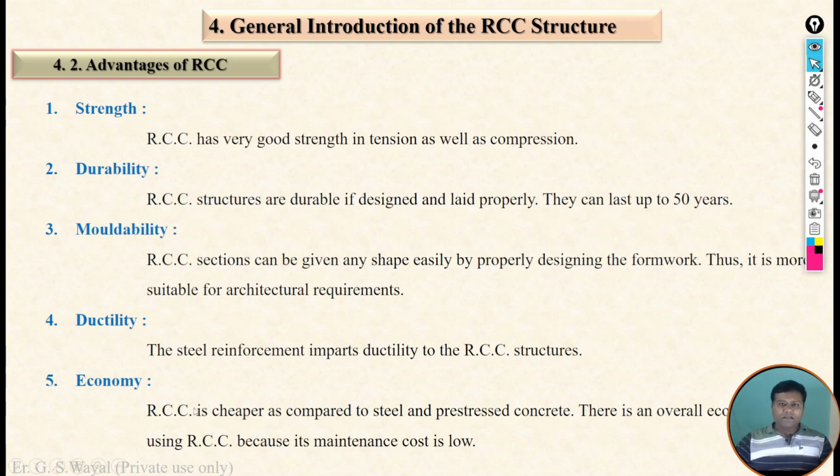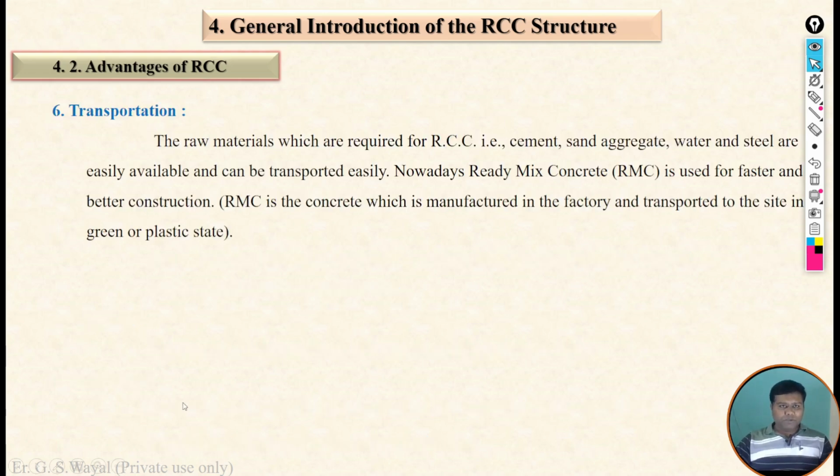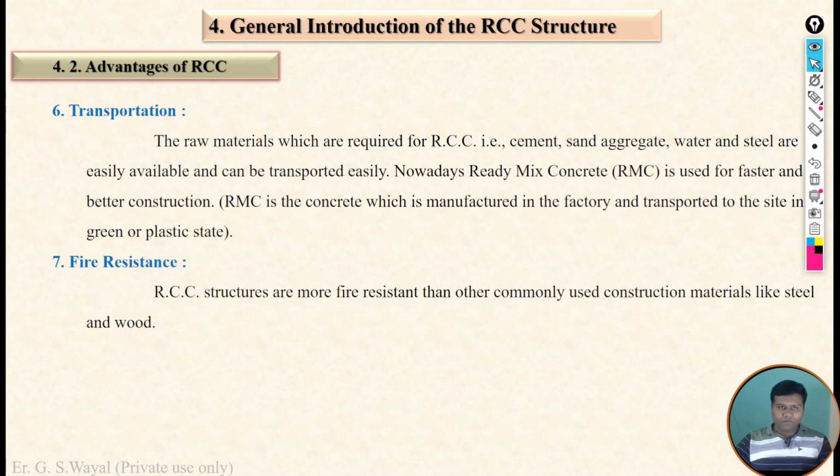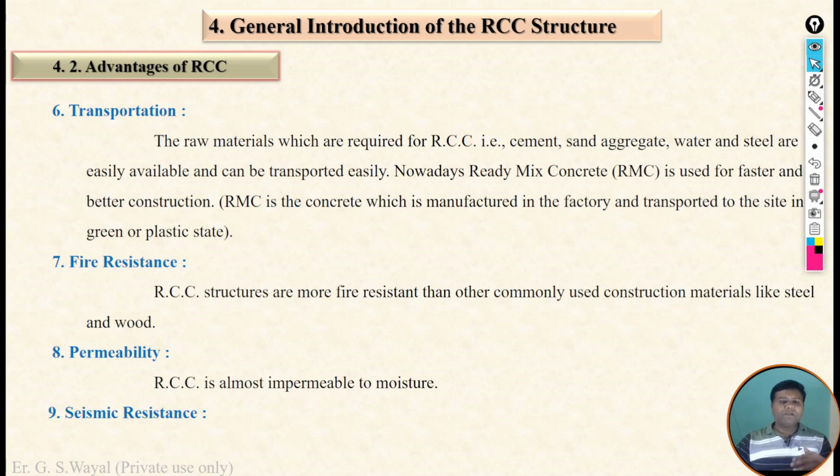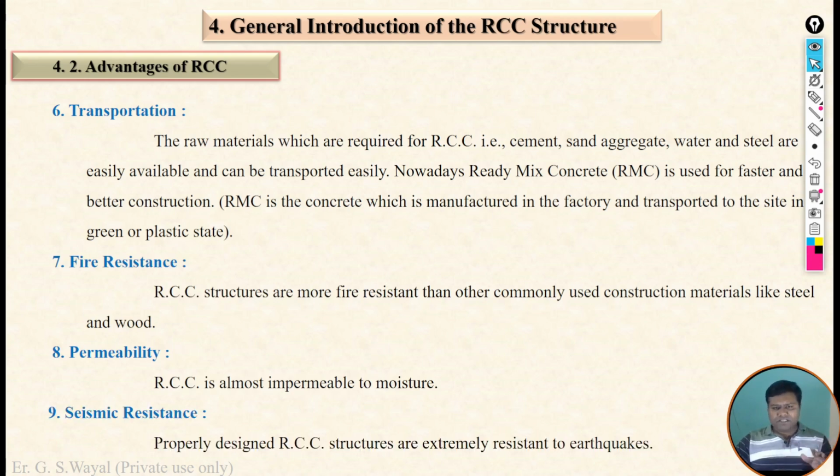Then another advantage is transportation; it is easy to transport. Then fire resistance: the RCC structure is fire resistant. Then permeability is also good. Seismic resistance: a properly designed RCC structure can resist an earthquake, meaning we have to design it properly to resist the earthquake load. So these are the advantages of the RCC structure.